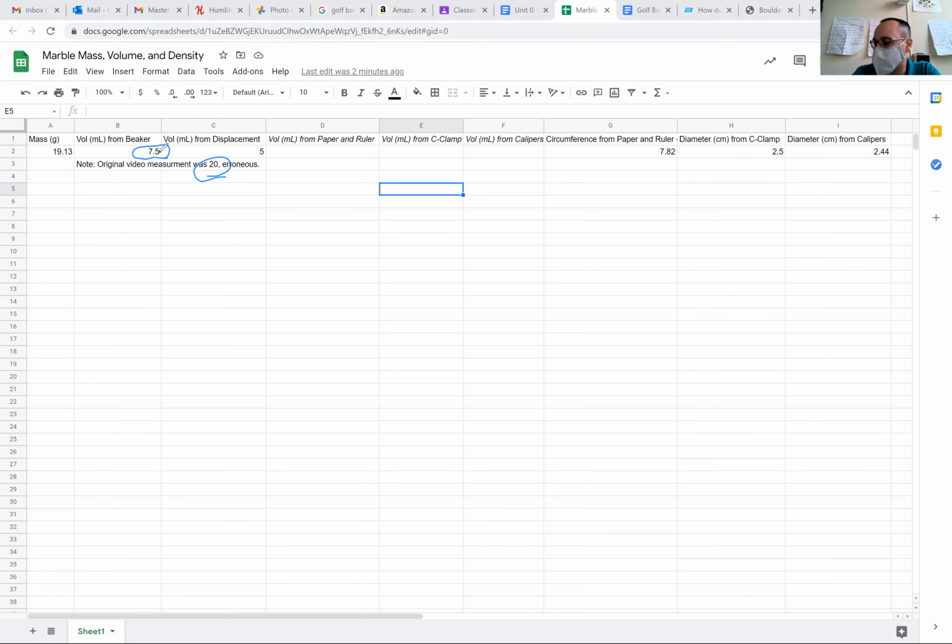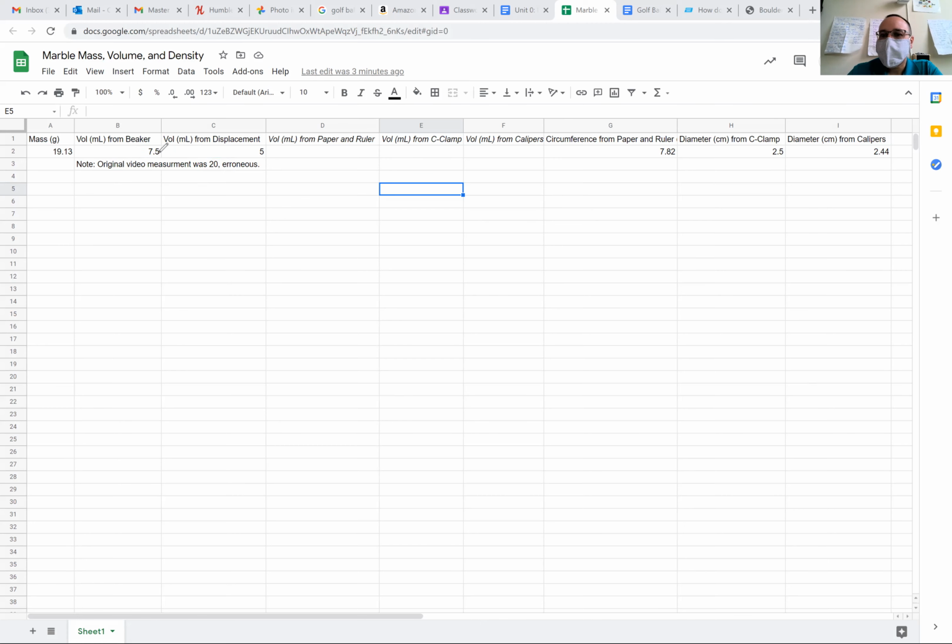Okay, I don't remember what was going through my mind. I think I just misread the gradations on the beaker, and so I somehow wound up with 20 when I should have wound up with 7.5. Okay, so the volume of a marble is measured by one of these 300 milliliter beakers that you definitely, absolutely, under no circumstances ever should hold over your keyboard like I'm doing right now. The volume should be 7.5 milliliters and not 20 milliliters. Okay, so that's part one here.